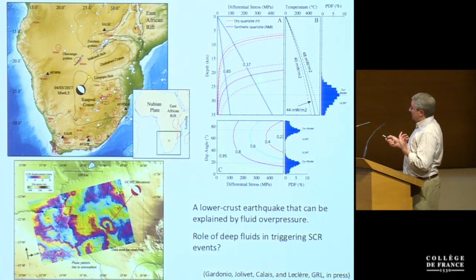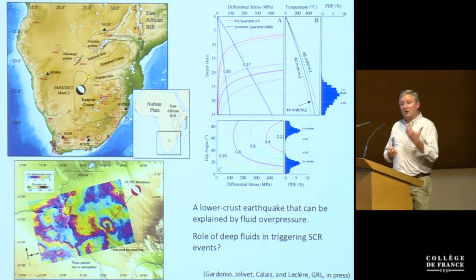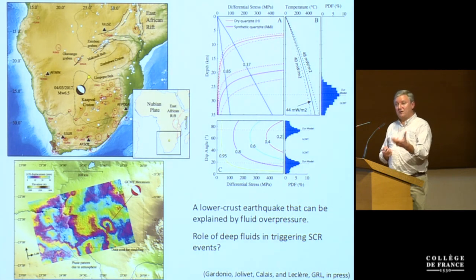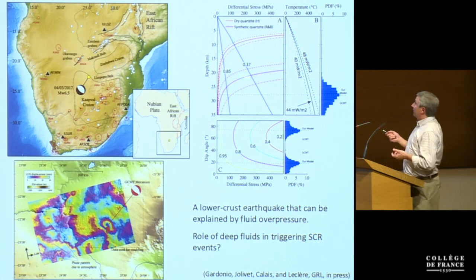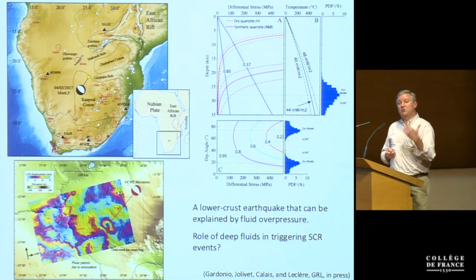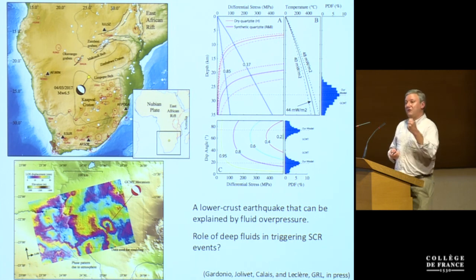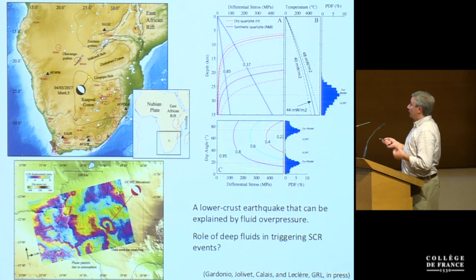So the point here is that at a depth of 25 to 30 kilometers, it's really hard to imagine how to break those rocks that are supposed to flow, unless, of course, one goes from the 0.37 blue line to the 0.85, which requires fluid overpressures. I know it's like a trump card because we don't see those fluids, we don't know if they're there. It's just that we need them, or at least it's possible to explain that earthquake invoking fluid overpressure.